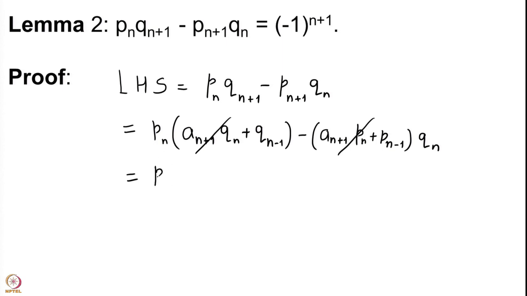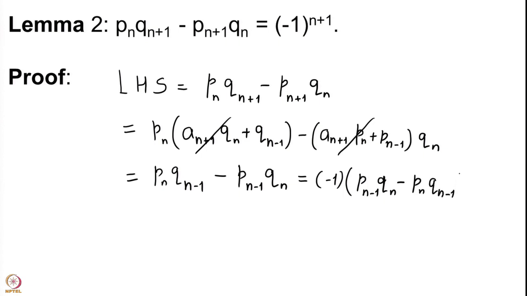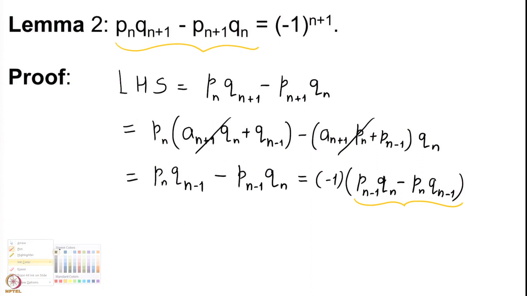So, we are left with pn qn minus 1 minus pn minus 1 qn, or if we put a negative sign to this, we will have pn minus 1 qn outside with a positive sign, and then pn qn minus 1 will have a negative sign. Now this formula is similar to the formula that we have here, except that n and n plus 1 are replaced by n minus 1 and n. So, we continue this way, and we are going to get this to be minus 1 square, and this n minus 1 will further become n minus 2.